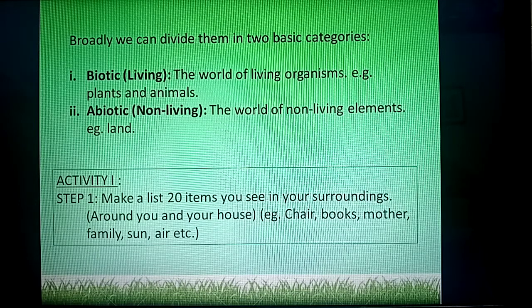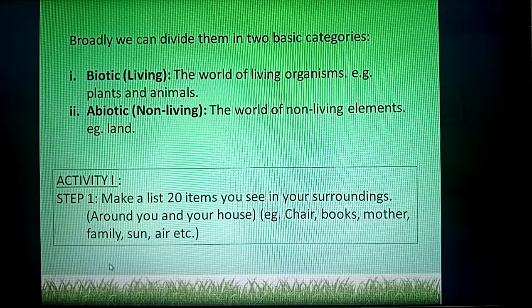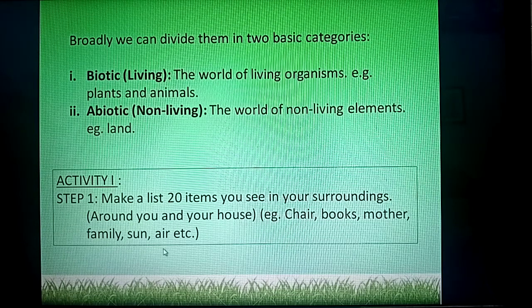Now let's do an activity to understand the components of environment in a better way. So, according to this activity, you are supposed to make a list of 20 items from your surroundings, all around you and your house. This is step 1 of the activity. I've given some examples here like chair, books, mother, family, sun, air, etc.